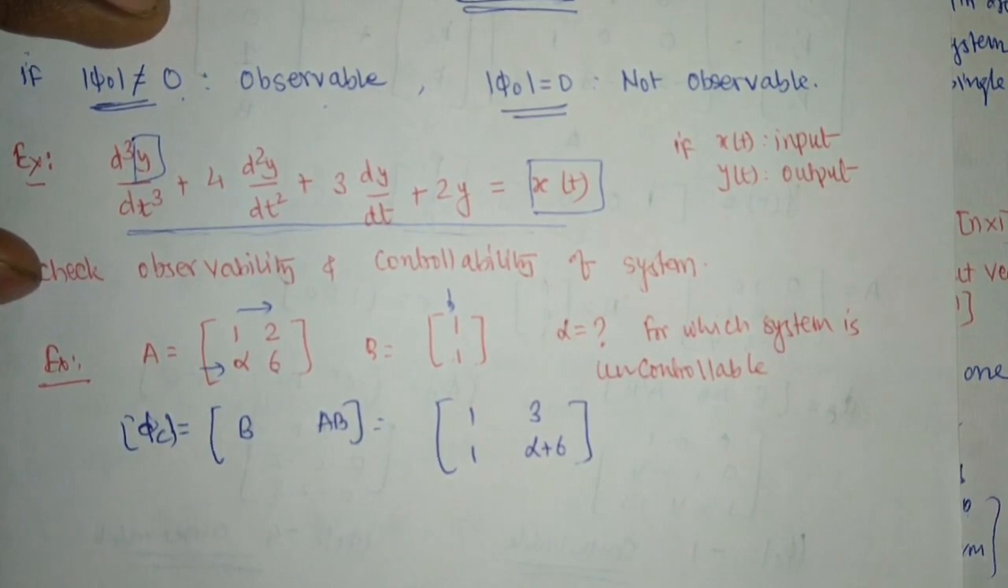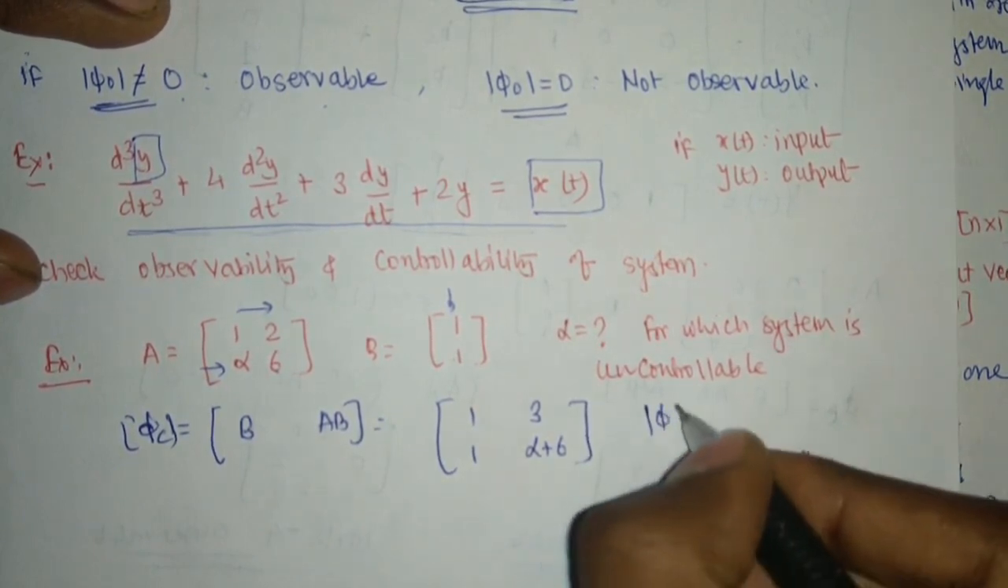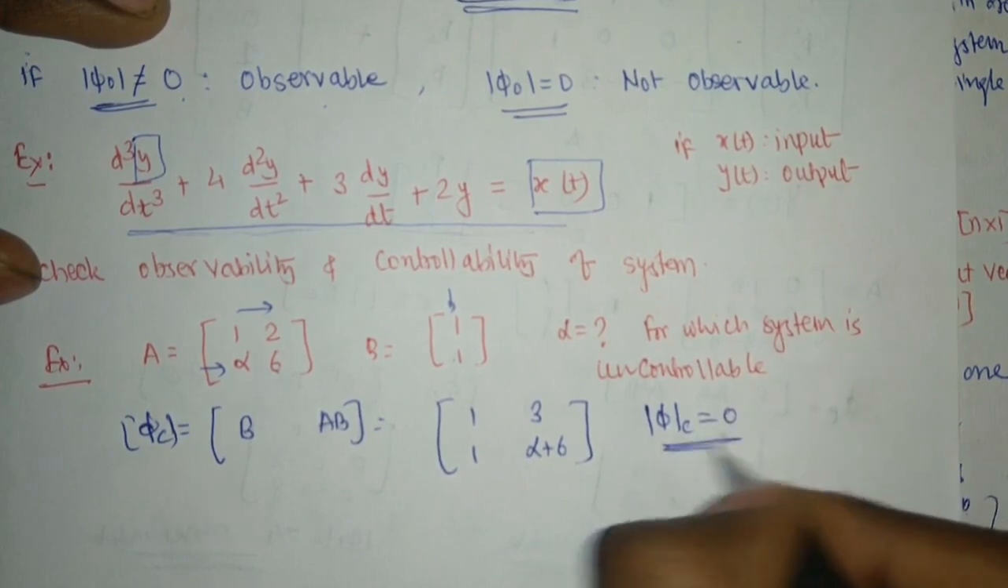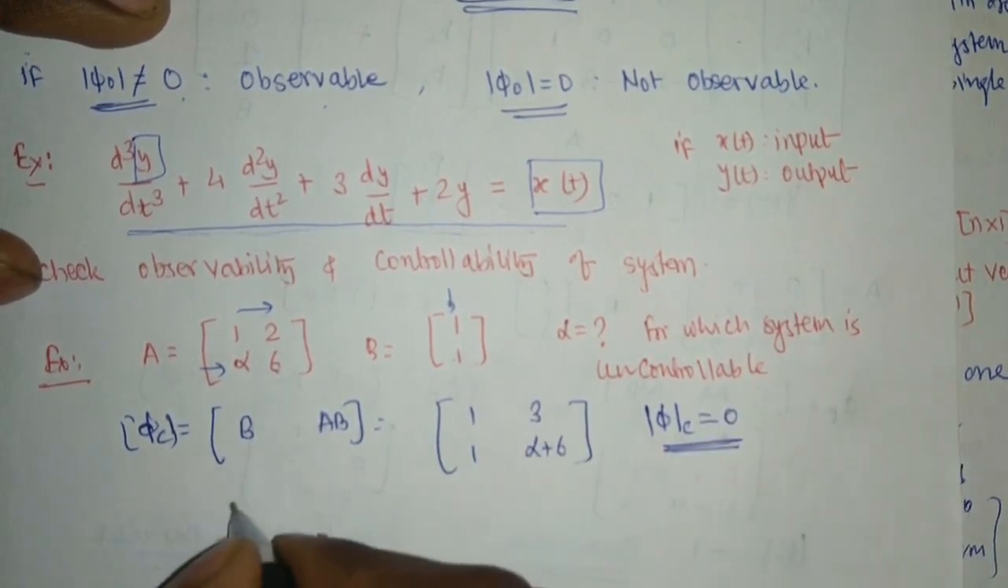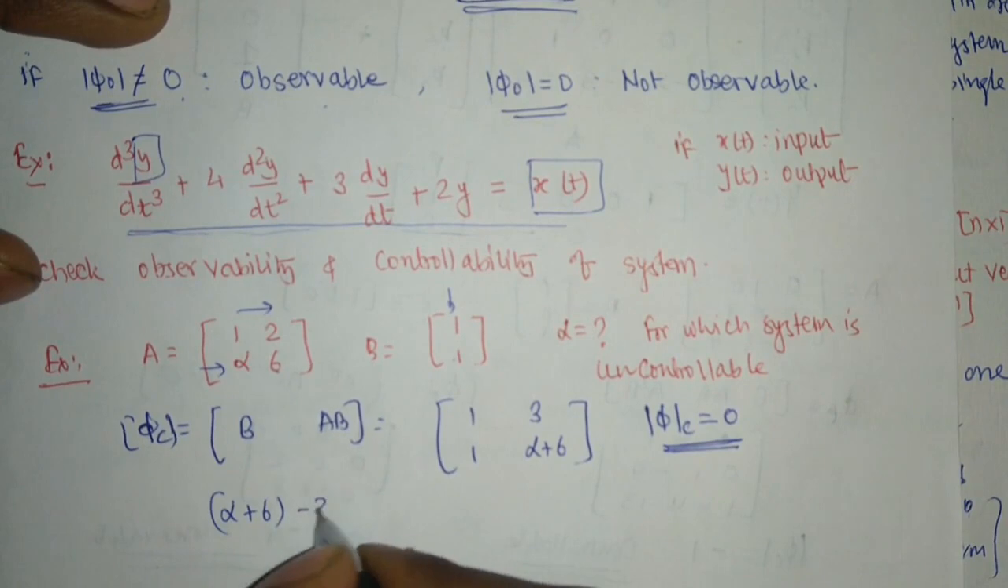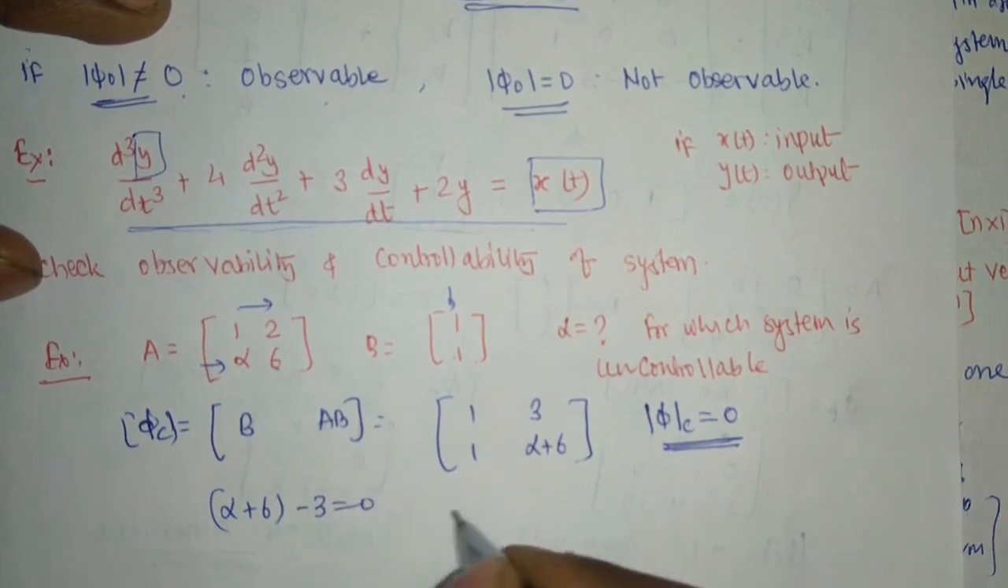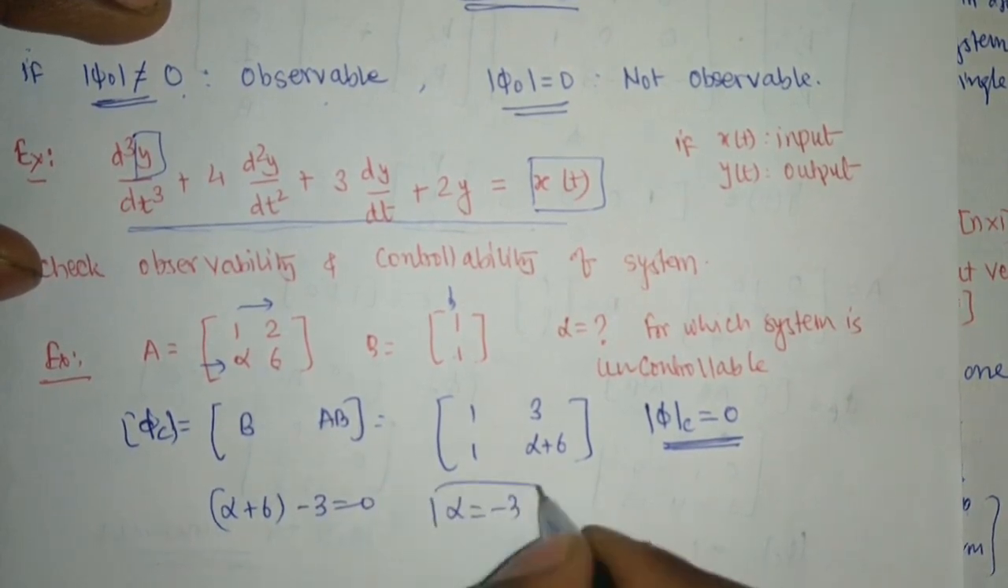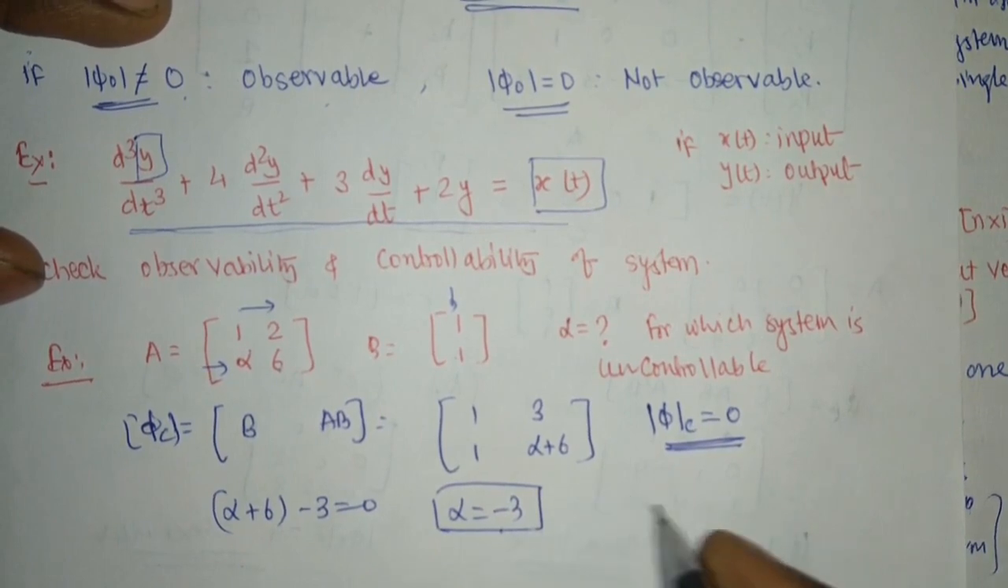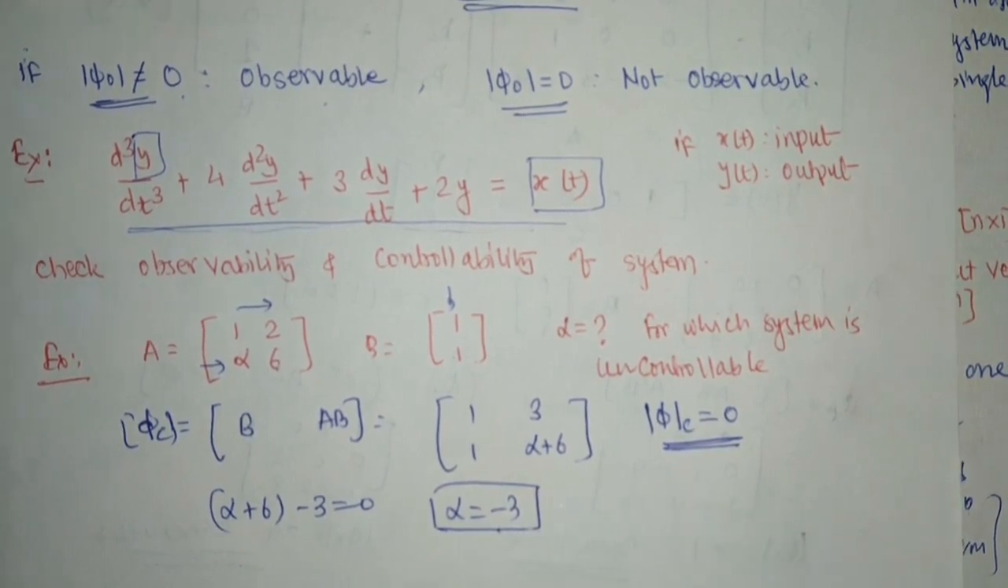Now for uncontrollable, phi c has to be 0, the determinant value has to be 0. So its determinant means alpha plus 6 minus 3 has to be equal to 0, so my alpha value becomes minus 3, and that is our answer for which the system will be uncontrollable. Okay, so that's it, we have done everything here.